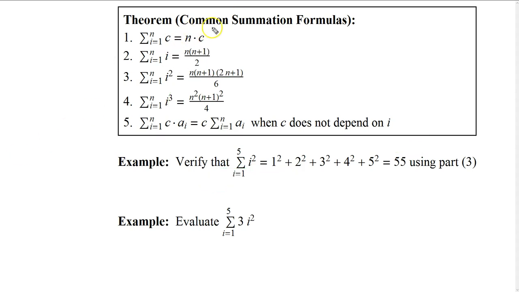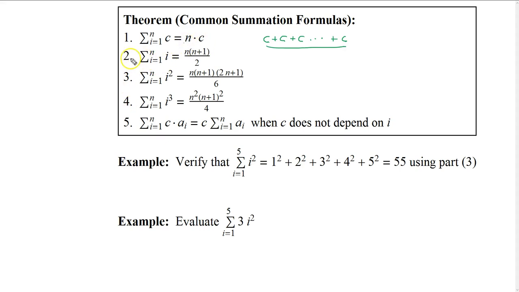Now here's a theorem for common summation formulas that we're going to be using. First of all, the sum from i equaling 1 to n of just a constant c, that's going to be n times c. And that's because what this notation means is we add c to itself n times. So this summation notation here just means c plus c plus c plus c, n times. And so of course that's going to be n times c.